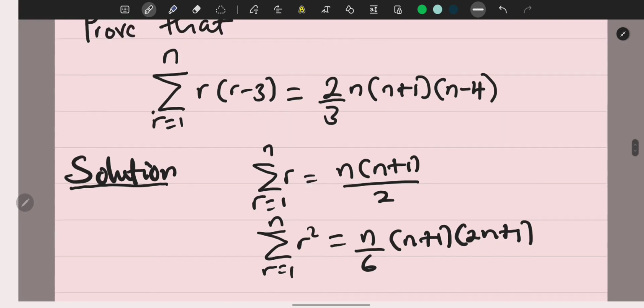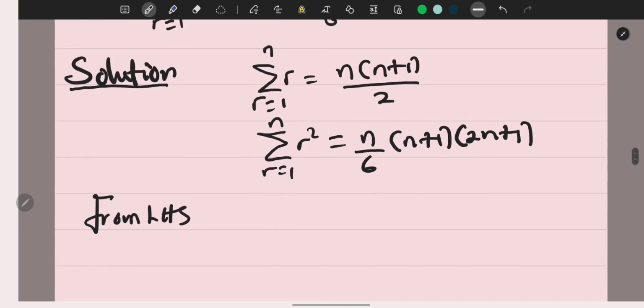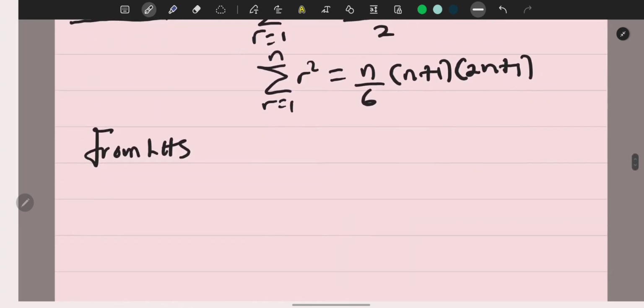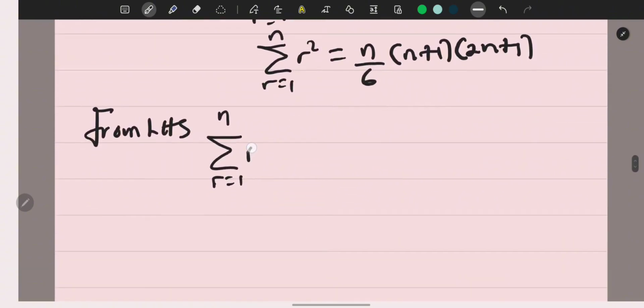And as you all know, whenever you're asked to prove something, you start from one of the sides. In the case of this, you're going to start from the left hand side. So from the left hand side, what do we have there? We have the summation from r equals 1 to n of r times (r minus 3). So, solution to this now.